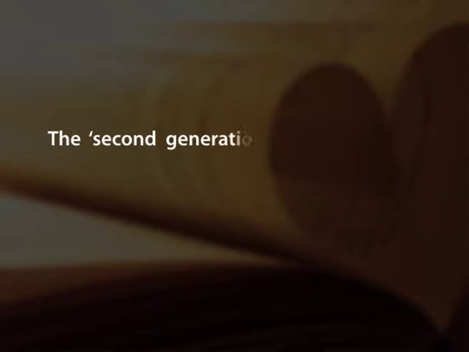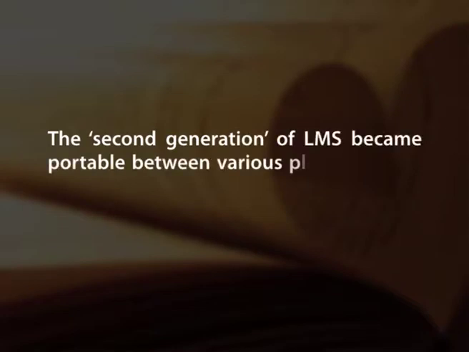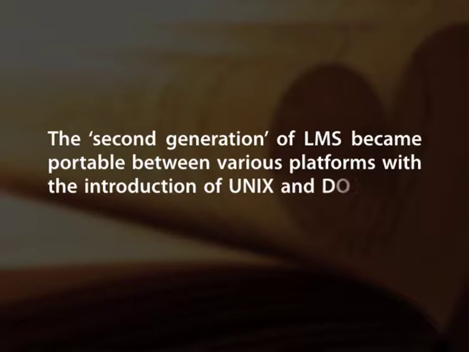Library management software of the first generation were module-based with no or very little integration between various modules. Circulation and cataloging modules were the priority issue of these systems and were developed to run on specific hardware platforms and proprietary operating systems. The second generation of LMS became portable between various platforms with the introduction of Unix and DOS-based systems. The LMS of this generation offered links between systems for specific functions and were command-driven or menu-driven systems.